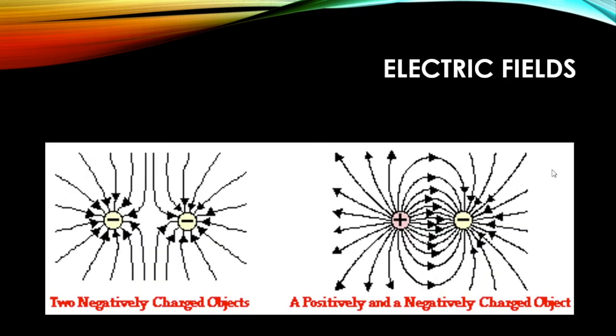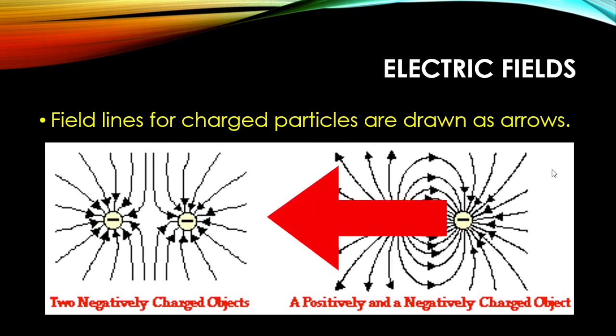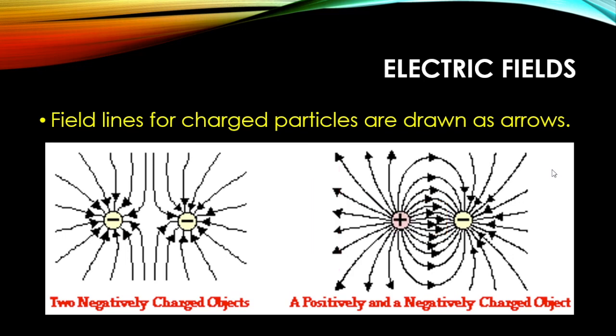Let's talk about electric fields real quick. We're going to say that field lines for charged particles are drawn as arrows, and we can see below how they look. So here are two negatively charged objects on the left side. If we notice, these field lines for negatively charged particles are drawn inward towards the particle. So negatively charged particles have field lines that point in. If we have two of the same type of particle, we're going to notice that these field lines don't flow into each other because they're both pointed towards the center of their objects.